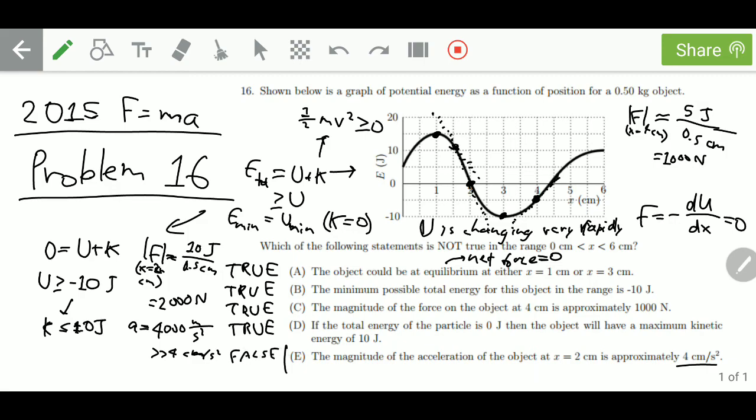And that means that option E is the correct answer, because that's the one that's not true. And that's all there is to this problem.